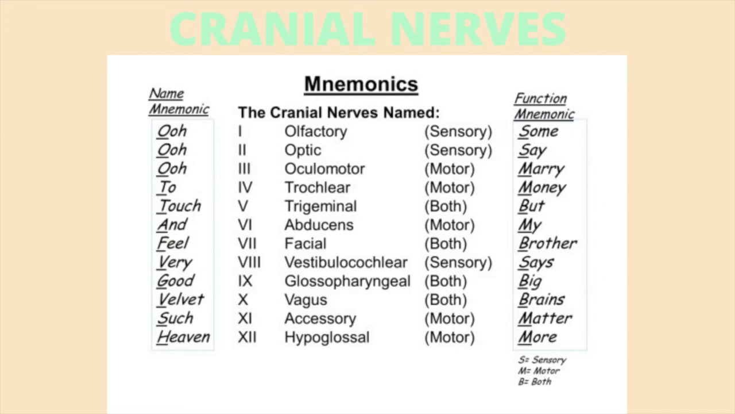And for the functions mnemonic, some say marry money, but my brother says big brains matter more. So S for the sensory, M for the motor, and B for both. So olfactory, sensory, optic sensory, oculomotor and trochlear are motor, trigeminal for both, abducens for motor, facial for both, vestibulocochlear sensory, glossopharyngeal and vagus both, accessory and hypoglossal are both motor.